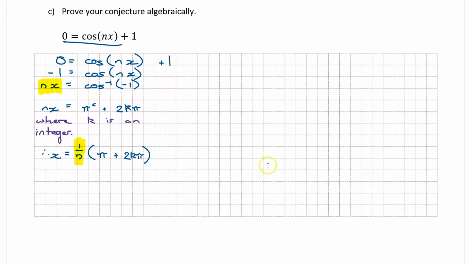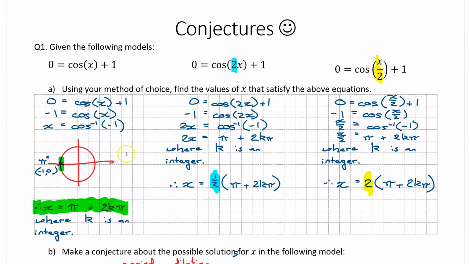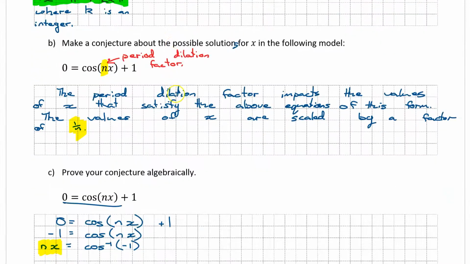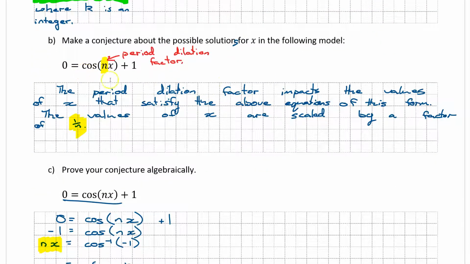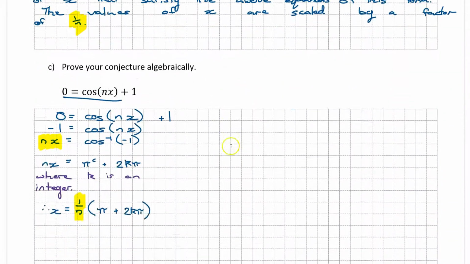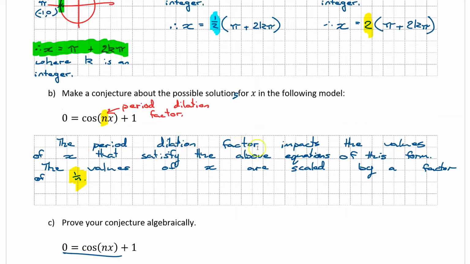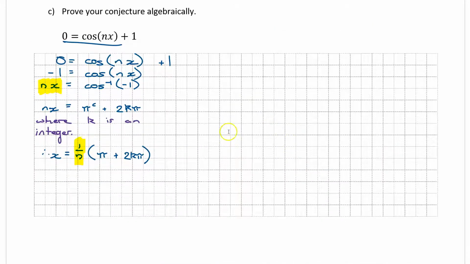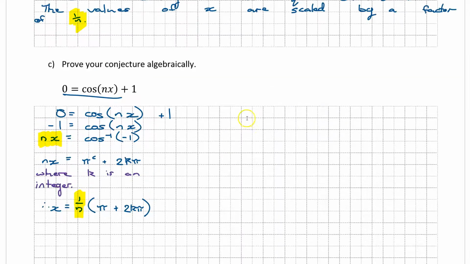So what we've done is, in part A, we gained some data, or we solved some problems to give us some data. And then in part B, we were given a model and we explained what we would expect to happen based on what we saw above. And then in part C, we demonstrated that our conjecture here is in fact true. So this is how you would approach a conjecture styled question that is based on a trigonometric background.